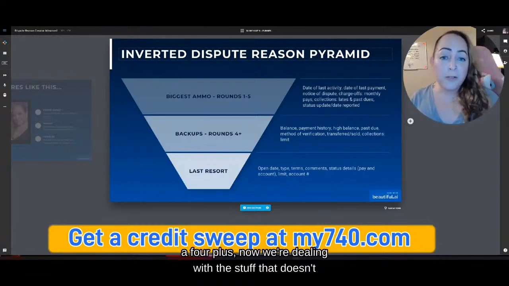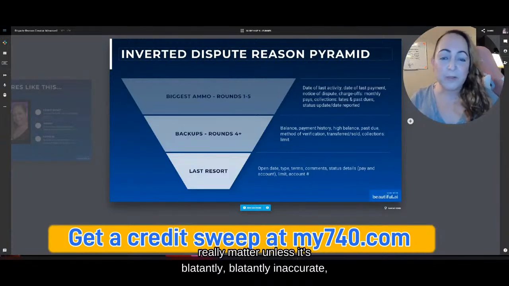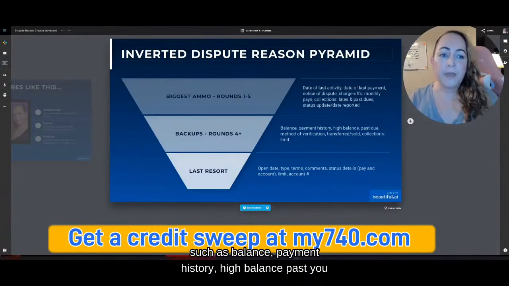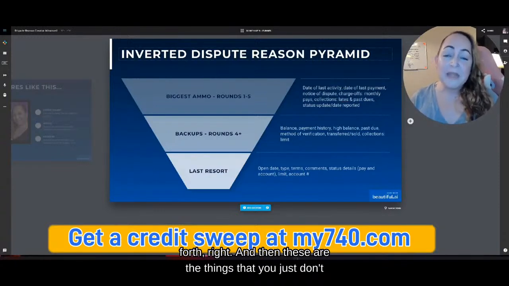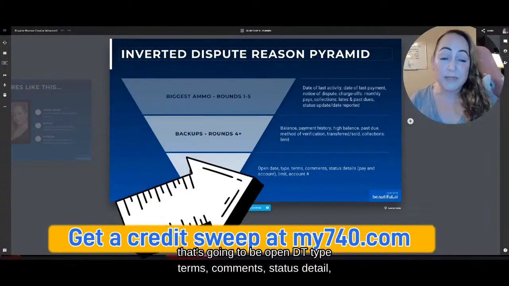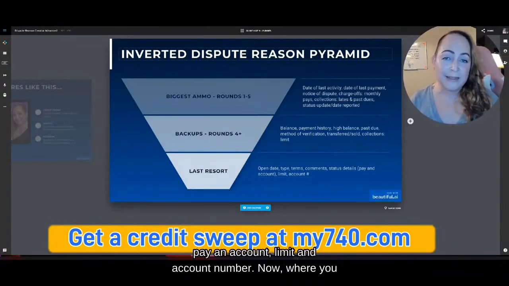Now, rounds 4 plus, now we're dealing with the stuff that doesn't really matter unless it's blatantly inaccurate, such as balance, payment history, high balance, past due, method of verification, transferred, sold, so on and so forth, right? And then these are the things that you just don't even want to bother with unless it is your last resort. And that's going to be open date, type, terms, comments, status detail, pay and account, limit, and account number.